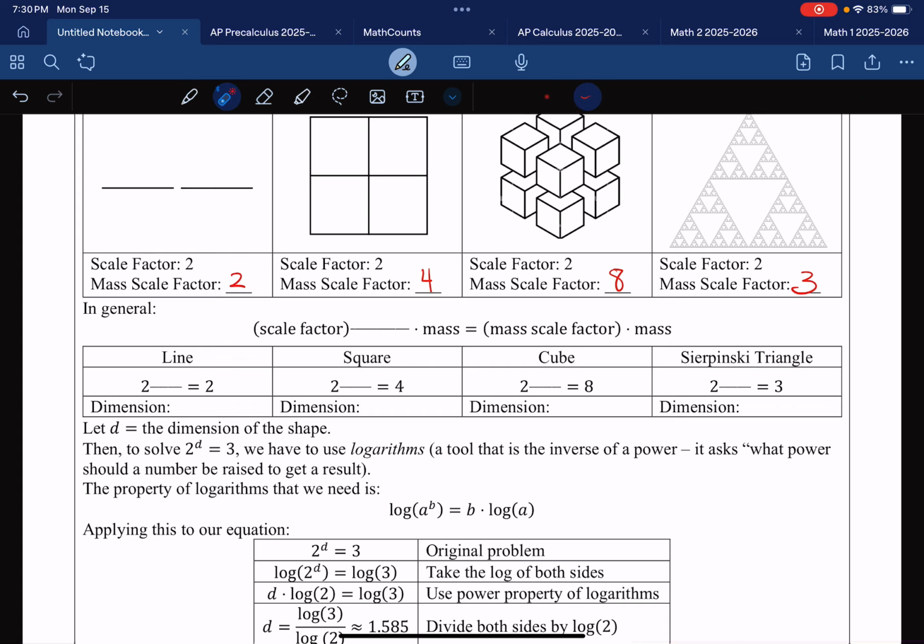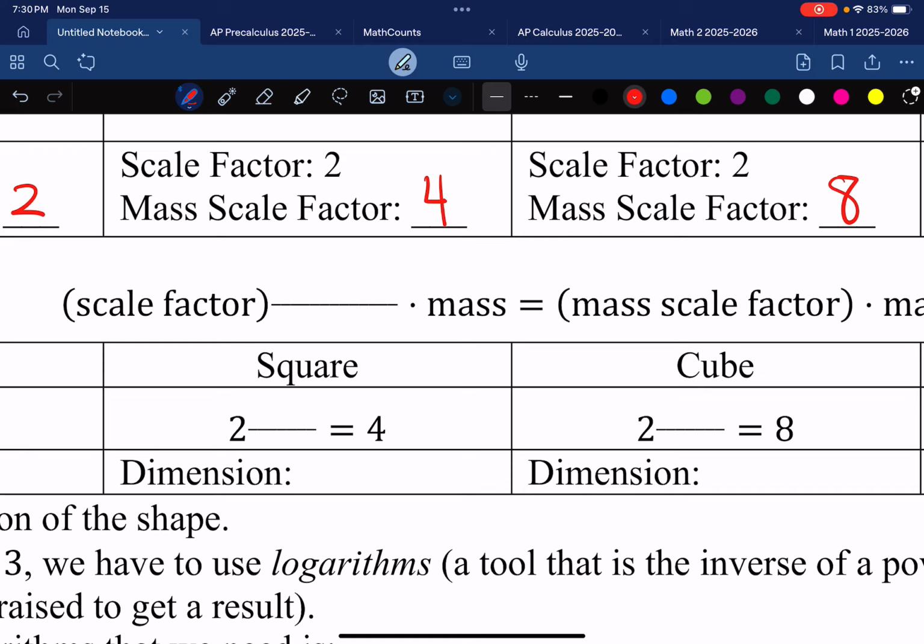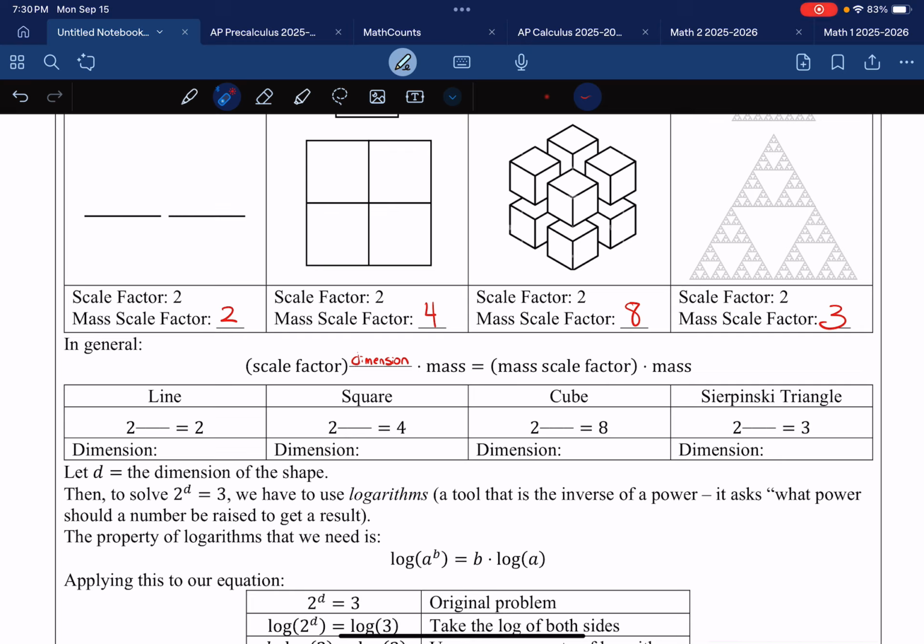When you look at the scale factor, if you raise it to the power of the dimension, it's right here, dimension. If you raise it to the power of dimension and then multiply it by the mass, that's the same as multiplying the mass by the mass scale factor. And if you divide both sides by mass, you can get rid of this and you can say that the scale factor to the power of the dimension is the mass scale factor.